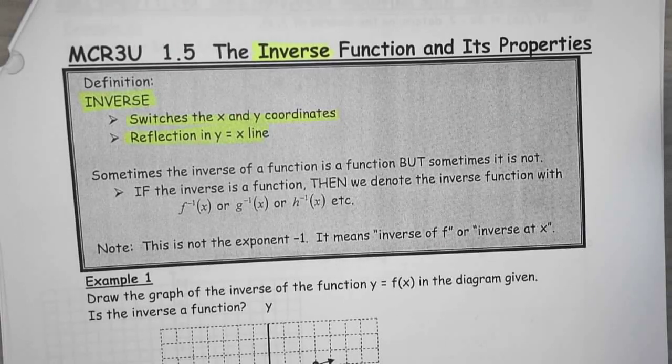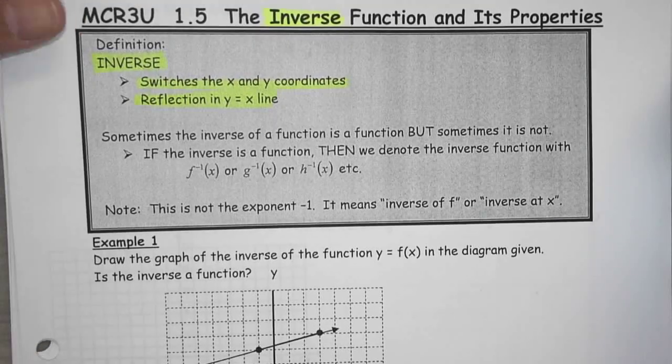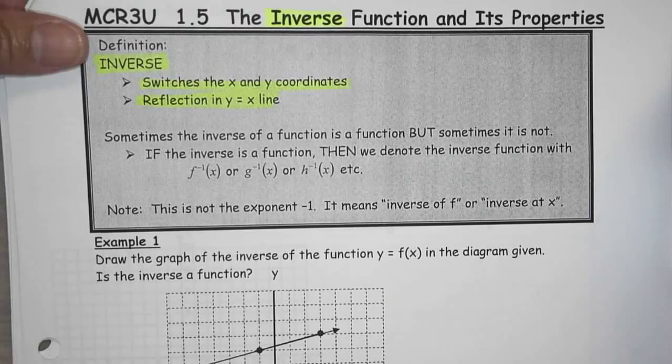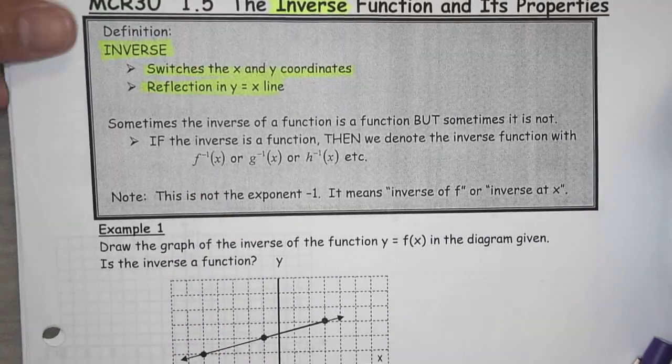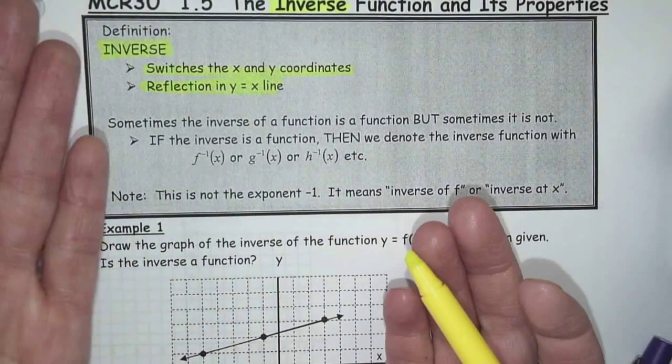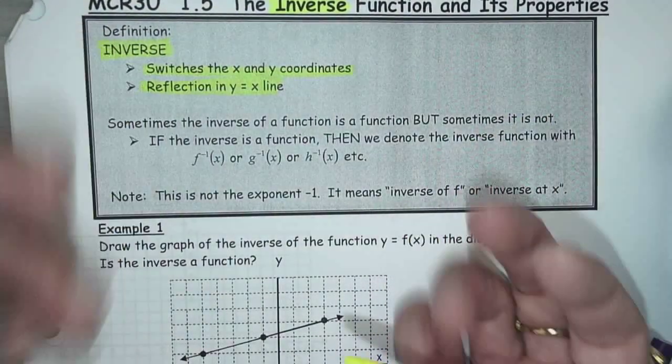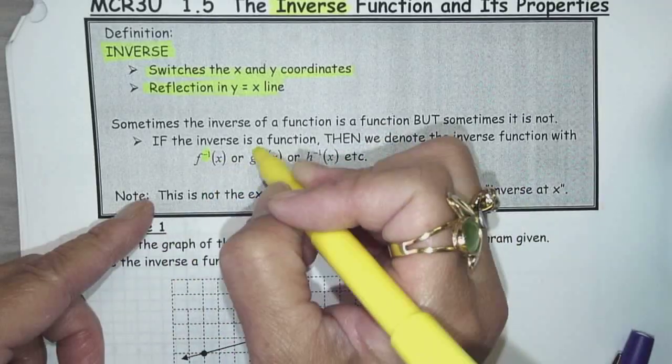So this inverse part is broken up into two parts. We're going to start it today, and then we're going to do another part of it way off in chapter 2. So sometimes it remains a function. If the original is a function and the next one is a function, we're going to use this pretty little notation.